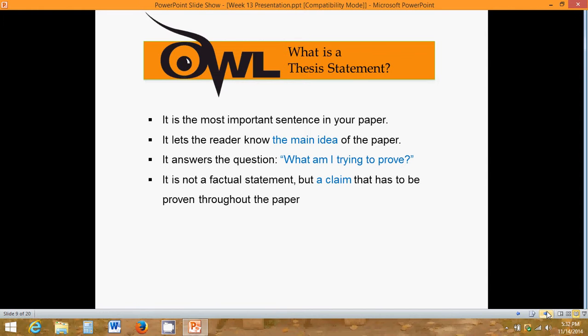So your thesis statement should be strong. It should share a clear point of view, and it shouldn't be wishy-washy. We shouldn't say, well, maybe this way or maybe that way. These people believe this, these people believe that. We really want to see a solid thesis statement that shares your point of view and makes a claim that you're going to prove throughout the rest of your paper.